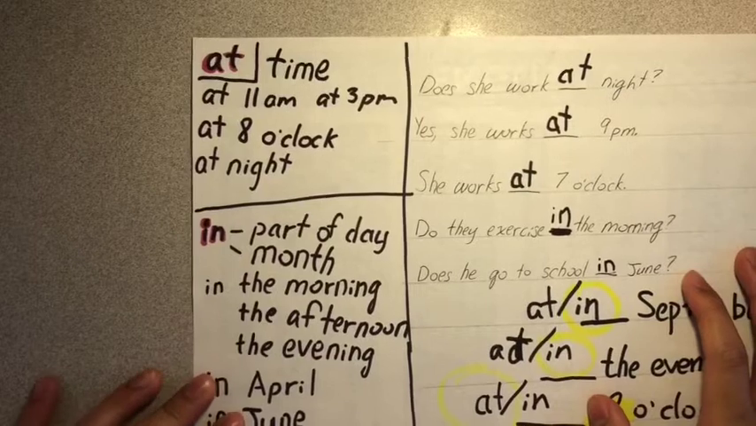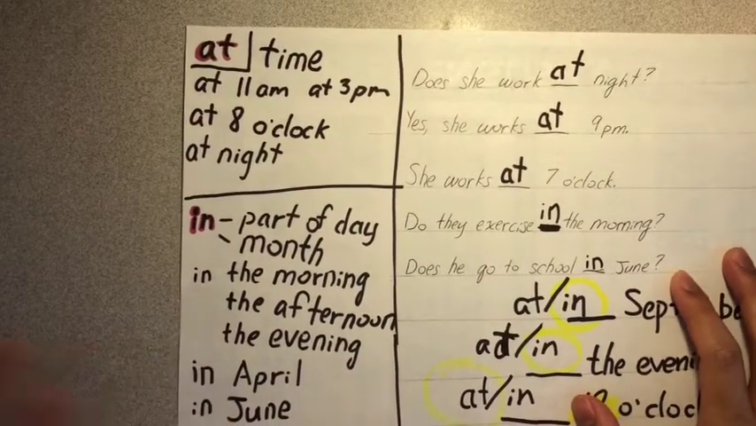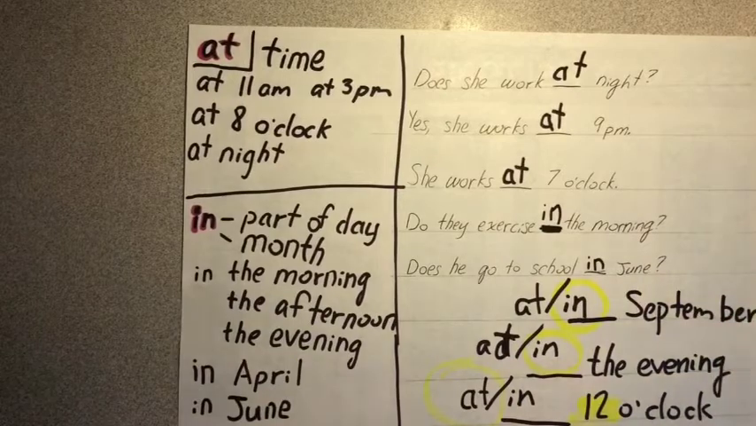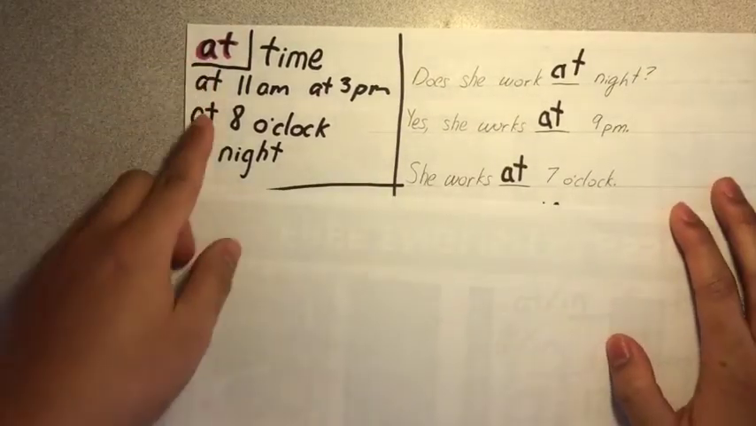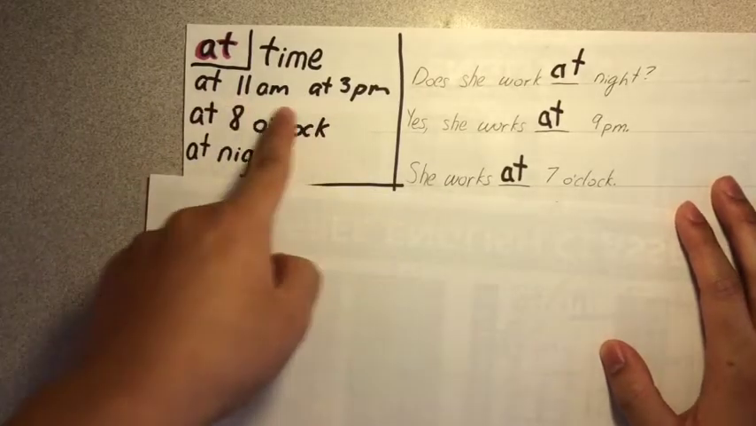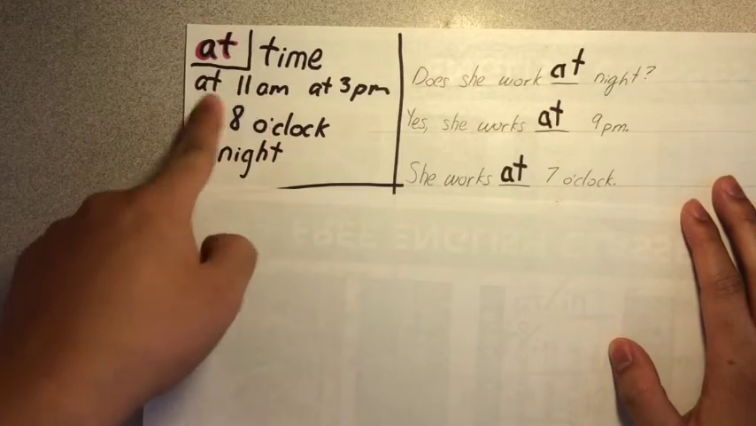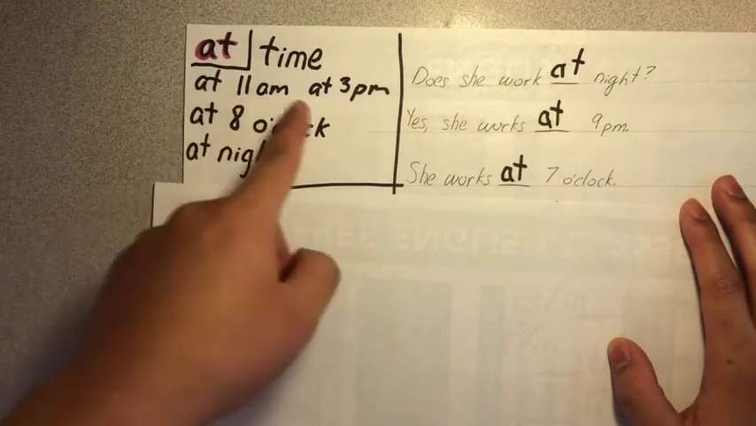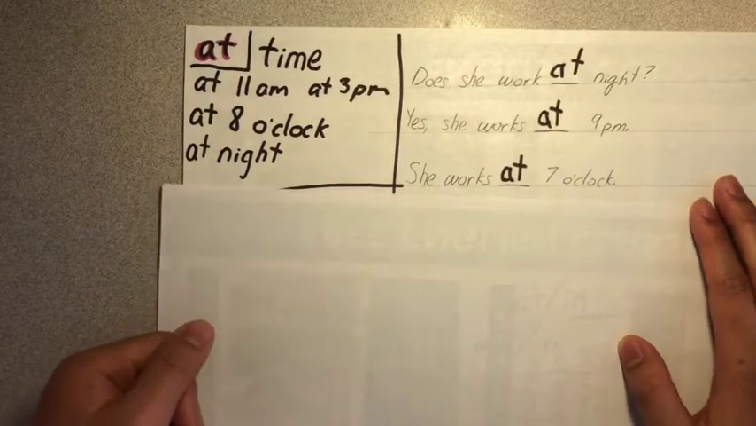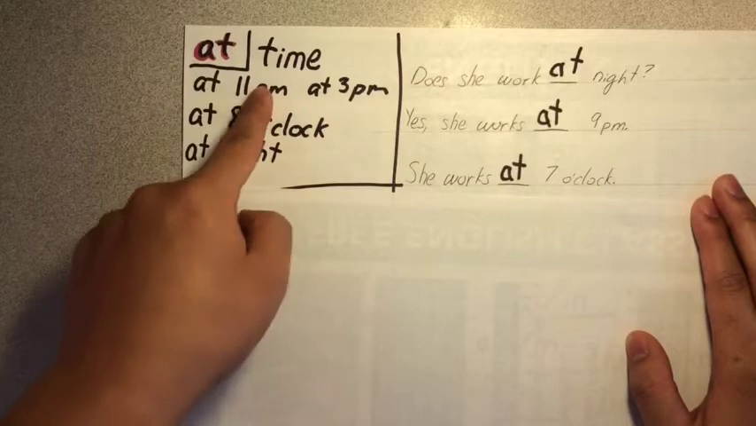So let's review the time words. By now you should know them, but in case you don't, let's practice. At. With at, we use at for the hour. So we say at 11, at 8 o'clock, or we say at 4:30, at 5:30, at 3 p.m., at 11 a.m.